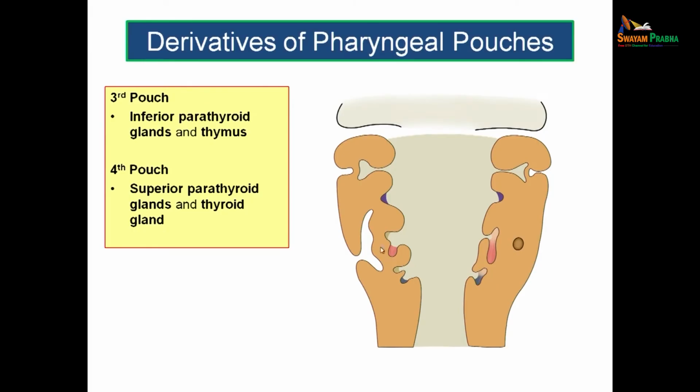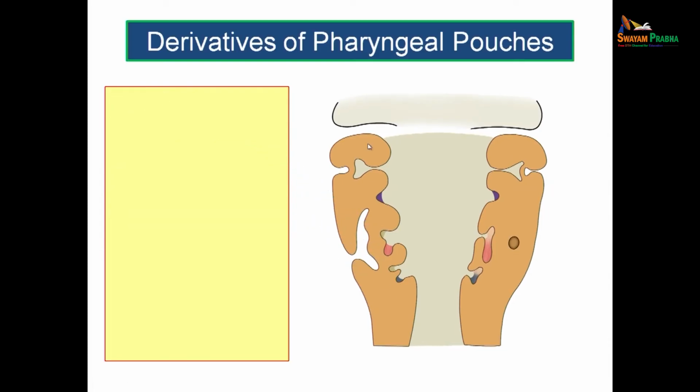So the fourth pouch is giving rise to the superior parathyroid gland and some portions of the thyroid gland. We will see to it. Till now we discussed the derivatives of pouches till the fourth pouch. Now let's see the derivative of the fifth pouch. The fifth pouch is considered a rudimentary pouch and it is the ultimobranchial pouch.